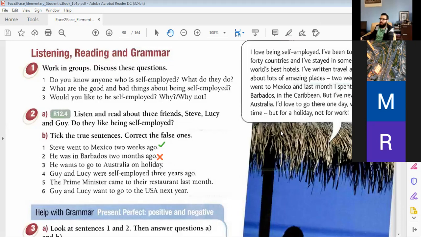Number three, true. He wants to go to Australia on holiday. No, it's false. He has never been to Australia. But here it says he wants to go. But he wants to go to Australia on holiday. Yes, okay. What does it mean he wants to go?